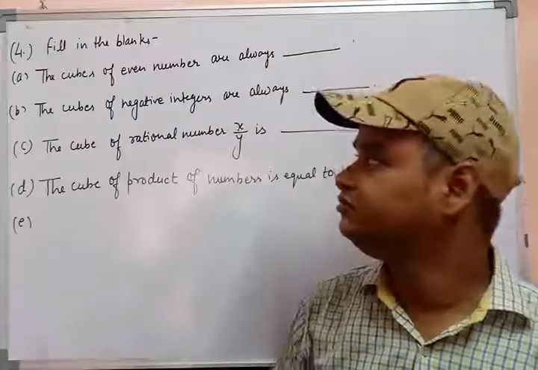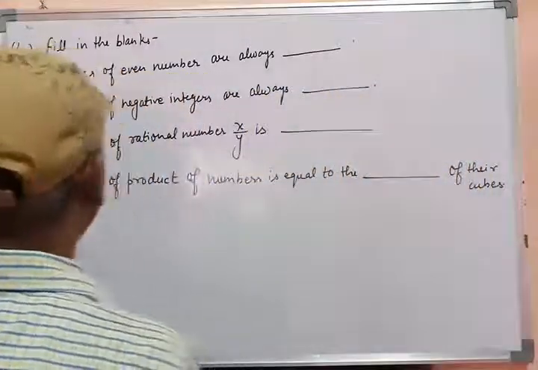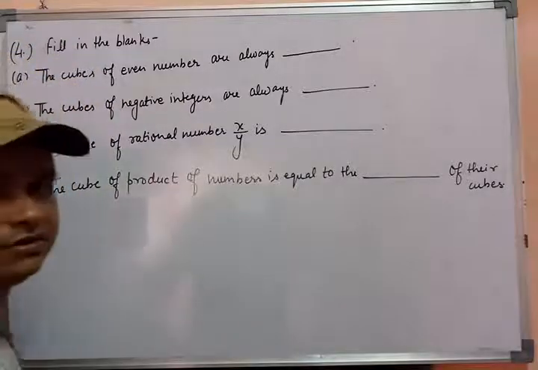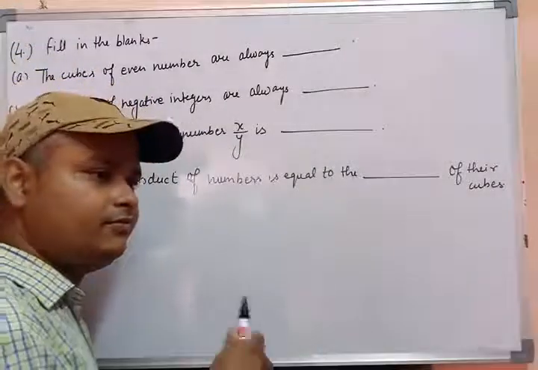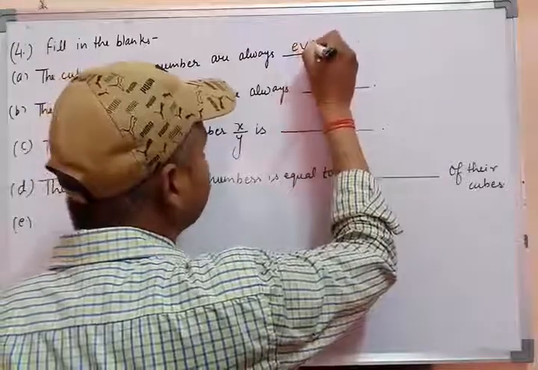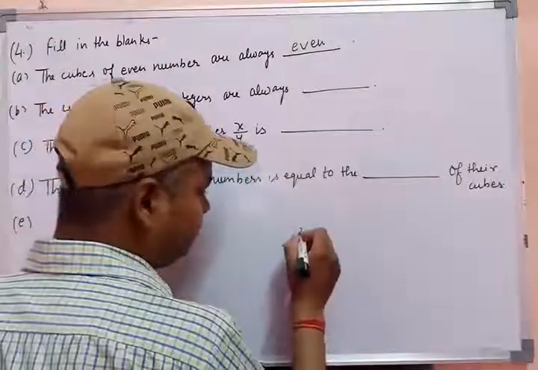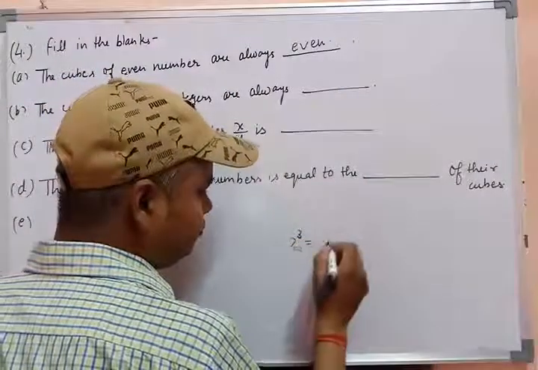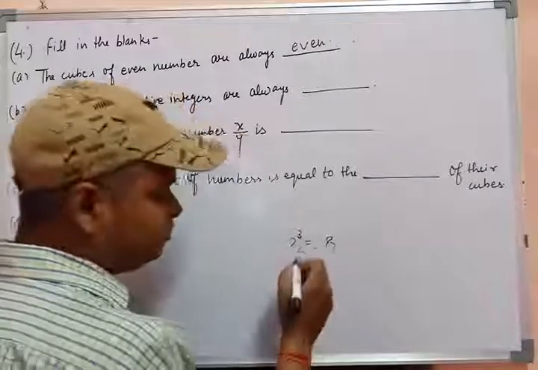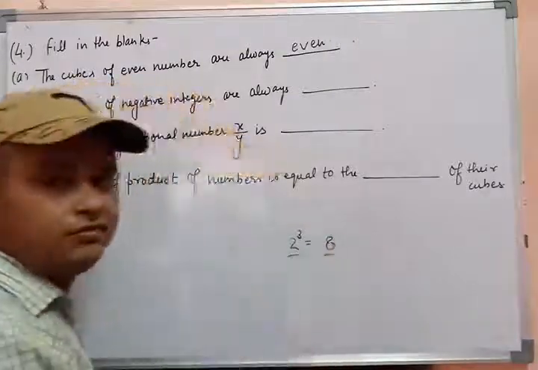Okay, so now let's start question number A: the cubes of even numbers are always. So the cube of every even number is always an even number. So we can write here even, because we know that if we write the cube of 2, we will get 8. So 2 is an even number and its cube 8 is also an even number.